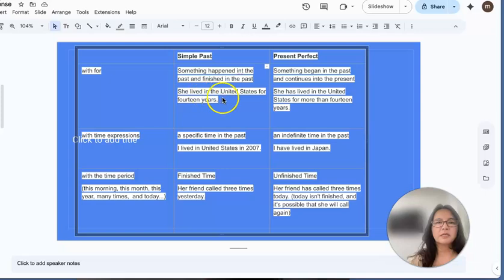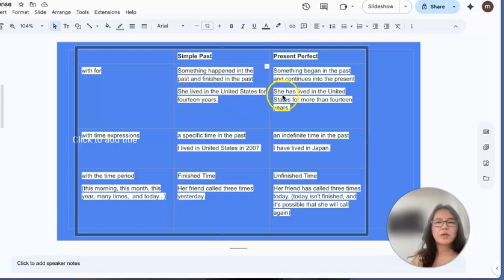Like, she lived in the United States for 14 years. Does this mean she still lives in the United States? No, because it's "she lived." Past tense, simple past. That means the activity, living in the United States, finished in the past. So it's simple past.